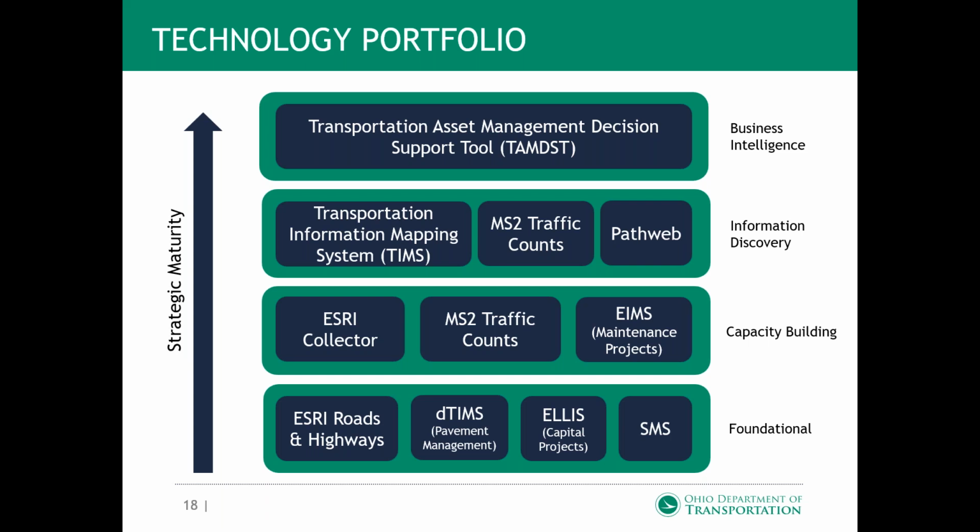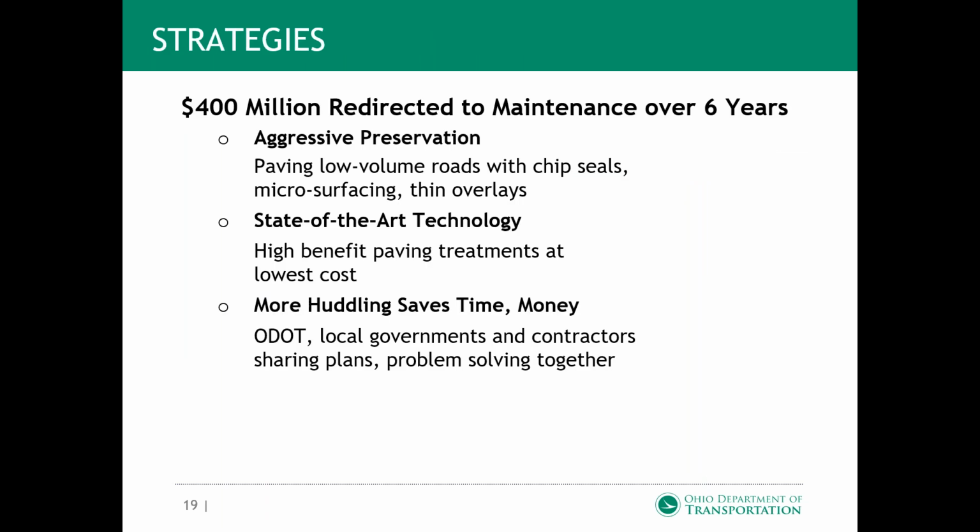And then our PathWeb system, which is basically our photo imaging system that allows us to see the roadway network. And then at the very top, business intelligence, we just implemented a tool called TAM DST, which allows us to leverage all of this data in a BI tool to make better decisions. So again, $400 million redirected over 6 years, aggressive preservation, state-of-the-art, and collaboration is the way that we actually got it. We feel like we can get another 15% or so by having a data governance structure put in place tied to the plan.